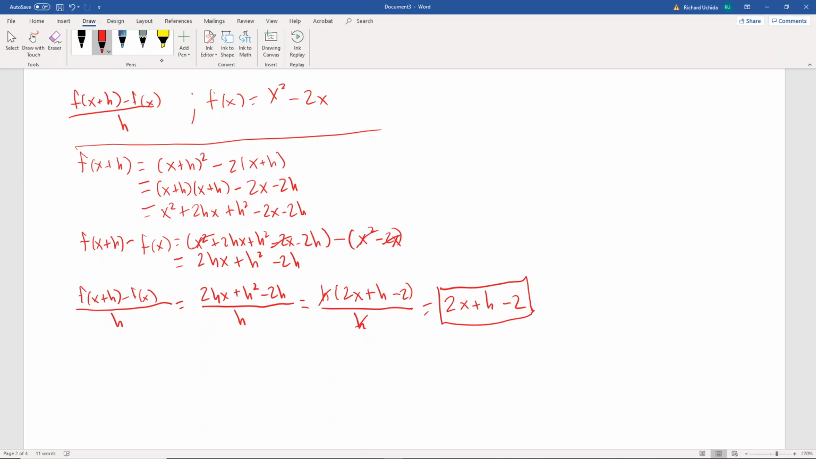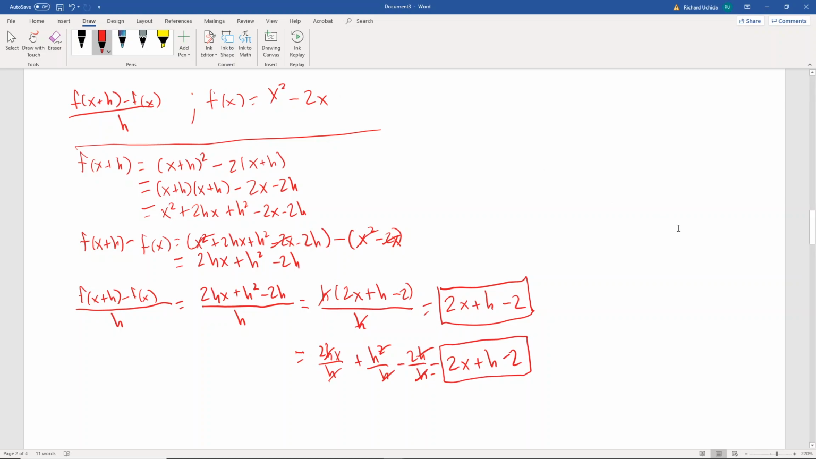Now some students like to think about it this way: dividing all of that numerator by h is dividing each one of those terms by h. So we'd have 2hx over h plus h squared over h minus 2h over h. And looking at each one of those terms individually, here the h's cancel, so you'd have that 2x. Here one of the h's cancels, so you'd have plus h. And here those h's cancel, so you'd have minus 2. So either way you do it, you notice you do get the same answer.